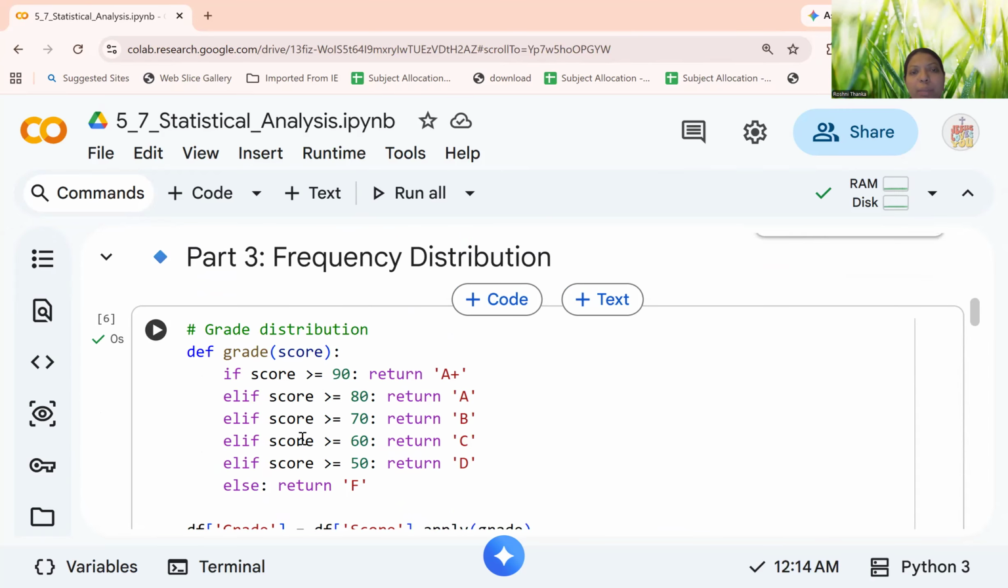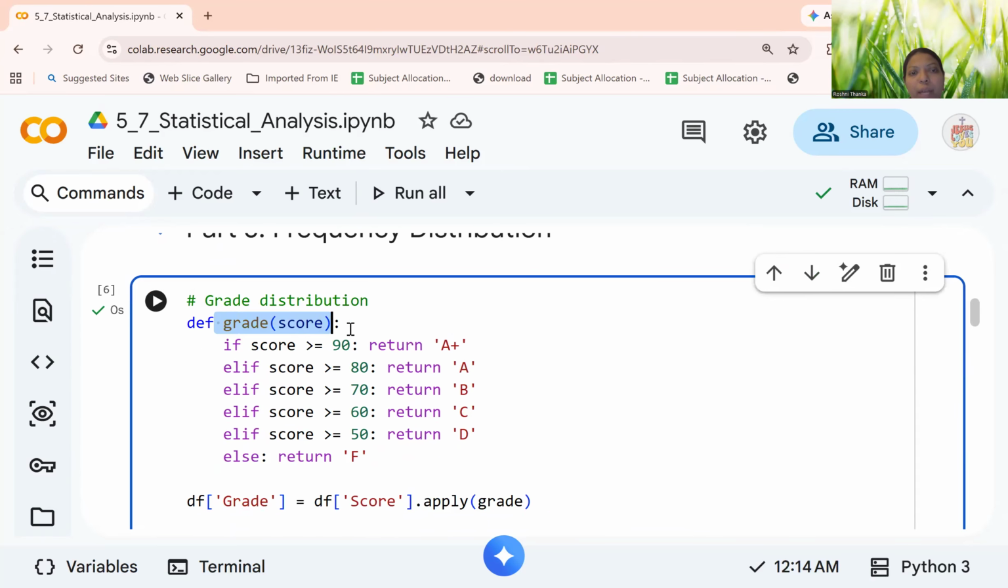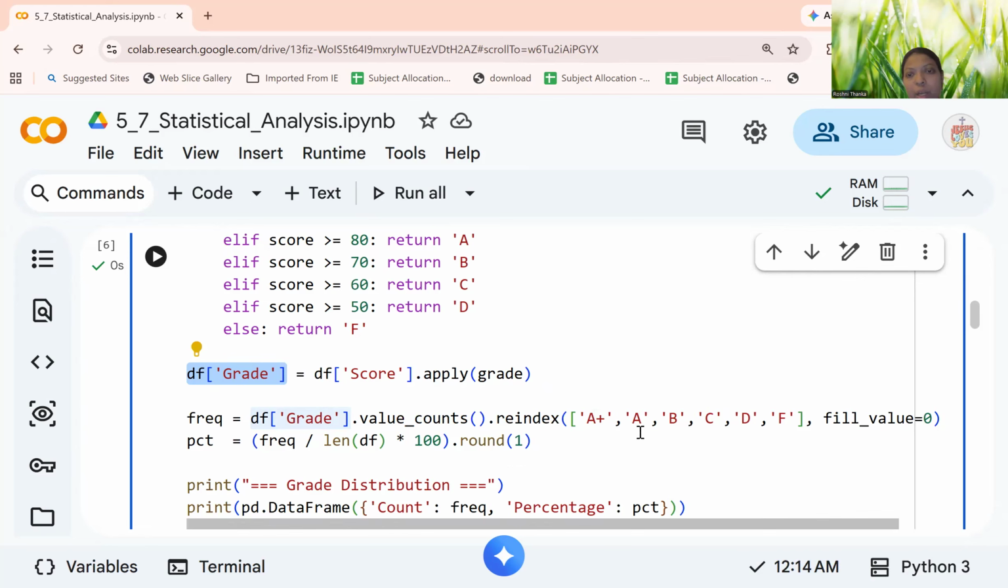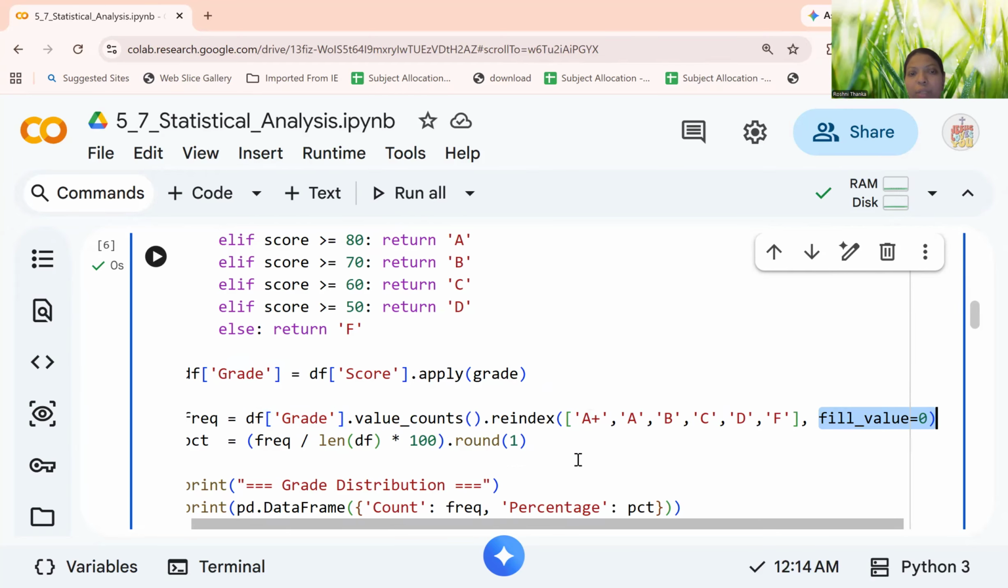Next one is frequency distribution. For that we have a function grade, and then we can apply it. We have discussed this in the previous videos. For the score column, we apply this function so that for every score we get the grade. Then we take the unique values and re-index them from the higher value, so A plus, A, B, C like that, and whenever there is no value, we fill it with 0.